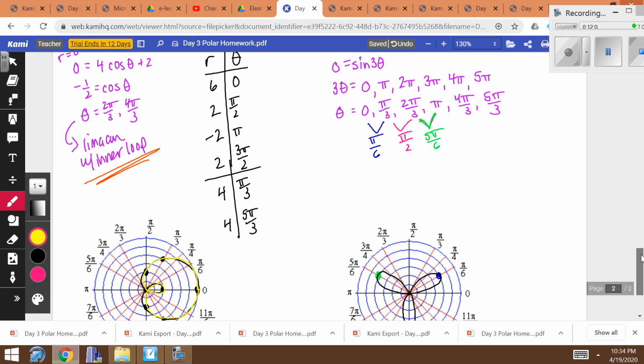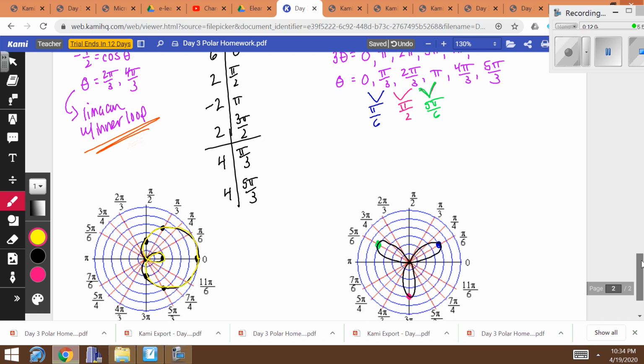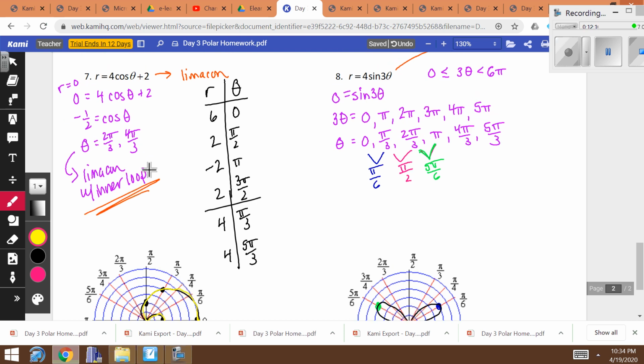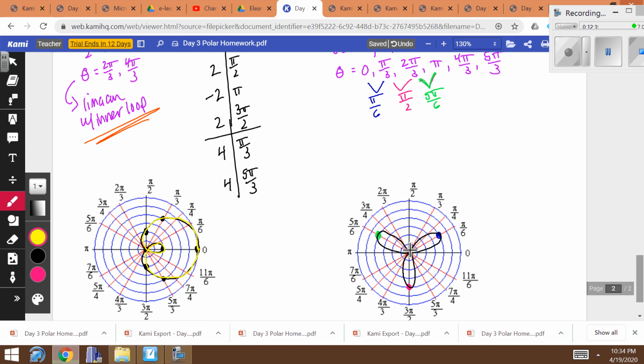So I found my 0, pi over 2, pi, and 3 pi over 2, and then because it's a cosine, I use pi over 3 and 5 pi over 3. Notice I didn't use 2 pi over 3 and 4 pi over 3 because we know that that equaled 0. That just helps us round out the rest of this kind of circular side right here, because we know the cosine of pi over 3 and 5 pi over 3 is 1/2.